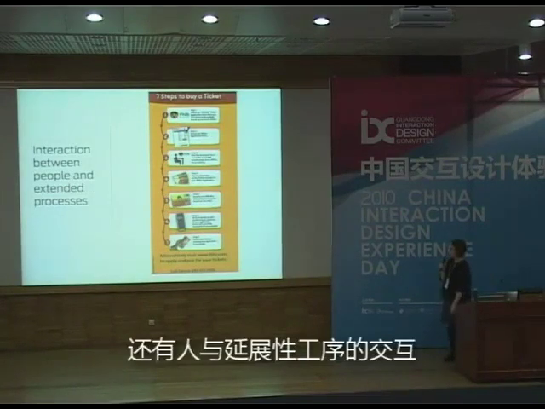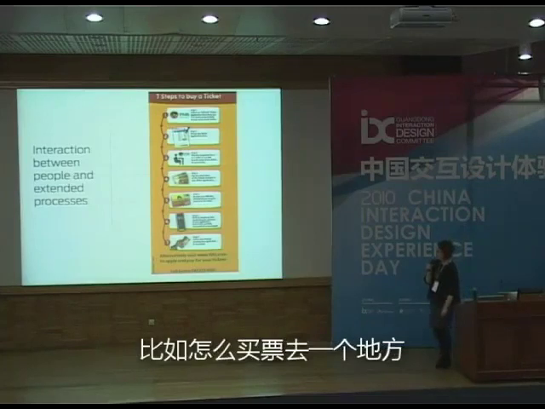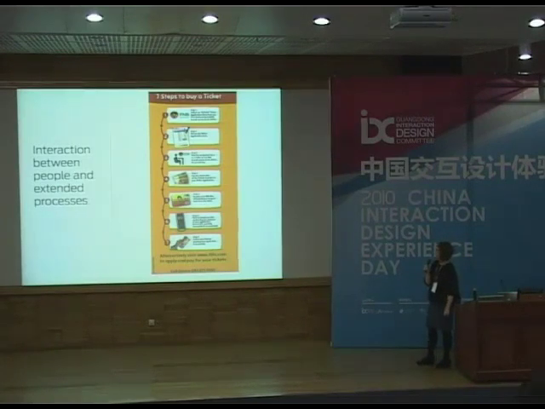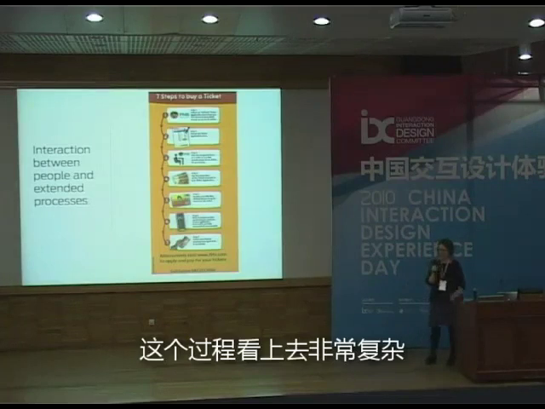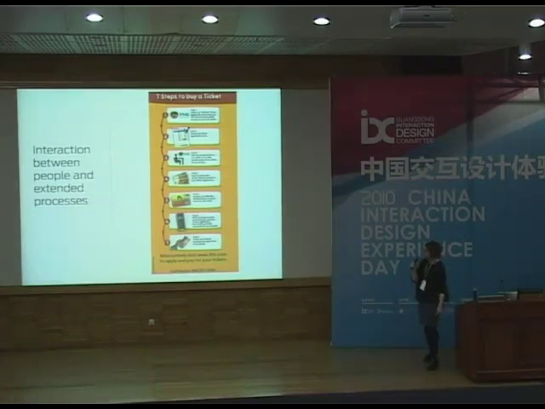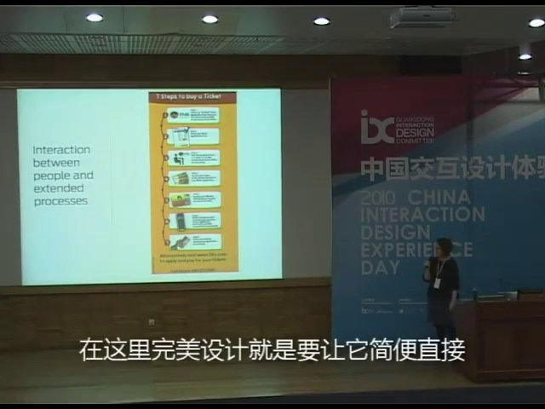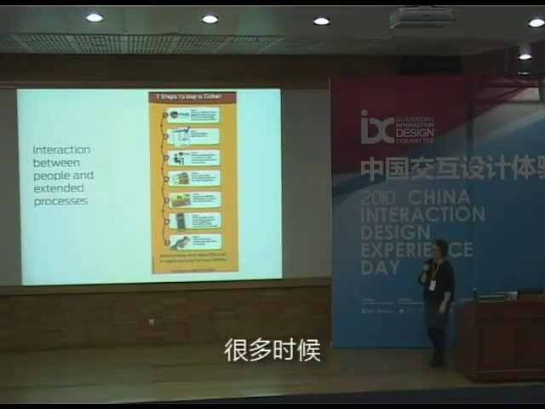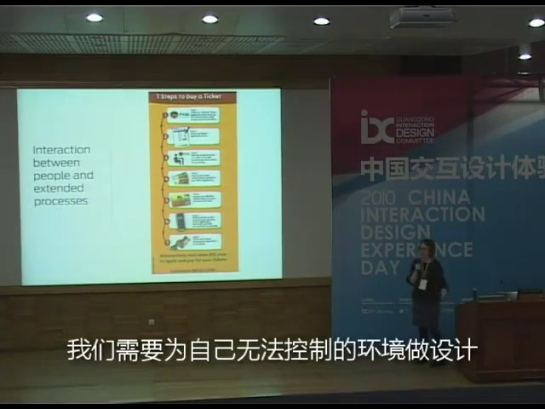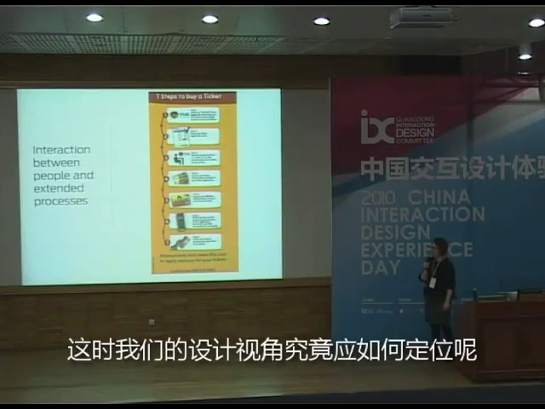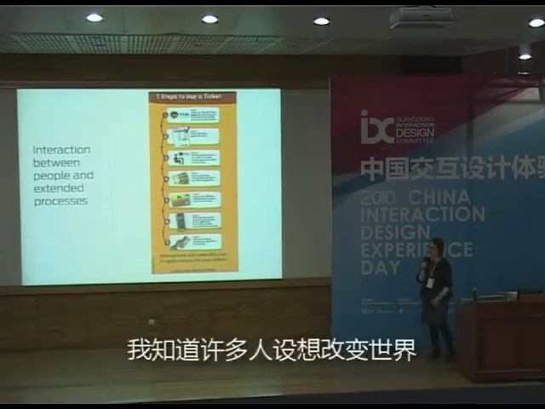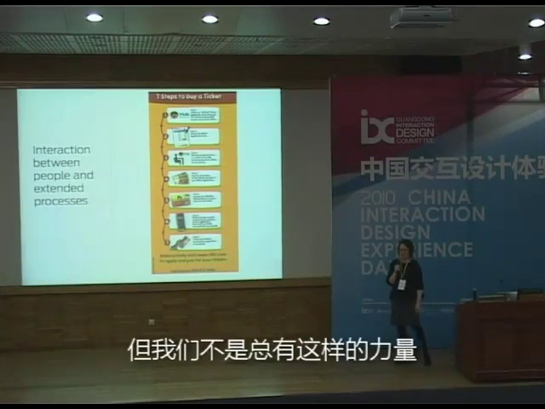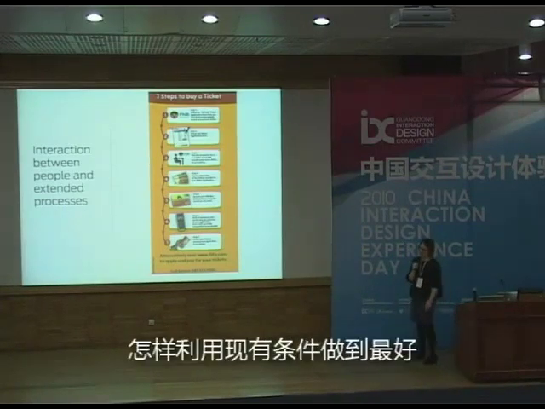We also think then about interaction between people and extended processes. This was how you had to buy tickets to go to the soccer match. It seems very complicated just to go to a soccer match, but I'm not a fan, so maybe it's okay. But the idea is, how can we actually be designing for perfect when we have constraints, right? So a lot of times we're having to design within an environment that we don't control. And so when we're thinking about, well, what is the vision of what it could be, a lot of times our vision is trying to change the world as it is, and sometimes we don't have that power. And so how can you make the best of what you have?